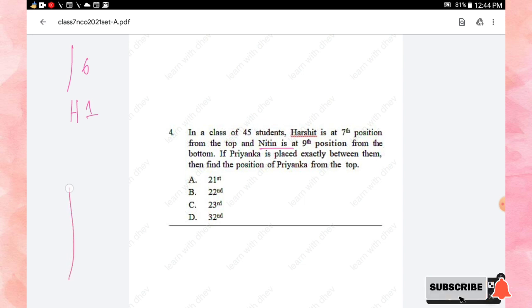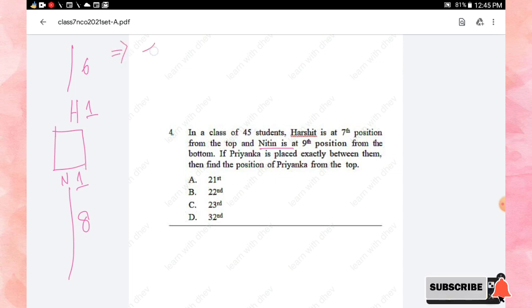So from the bottom, assume this is the position of Nitin. Therefore, 8 students will be there, which means 8 students after Nitin are there, right? And let us take the count of Nitin as 1. Now we have to find how many students are there between Harshit and Nitin.